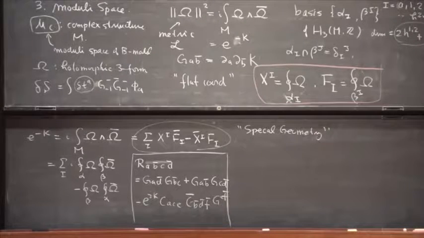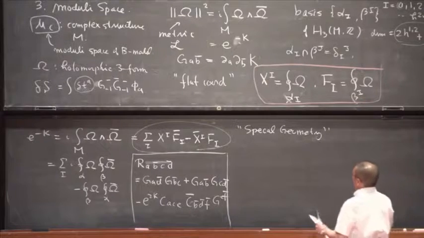Okay, any question? Yes, please. What causes the asymmetry in X and F? Yeah, you can do a symplectic transformation to mix them up. So that leads to a different choice of coordinates.